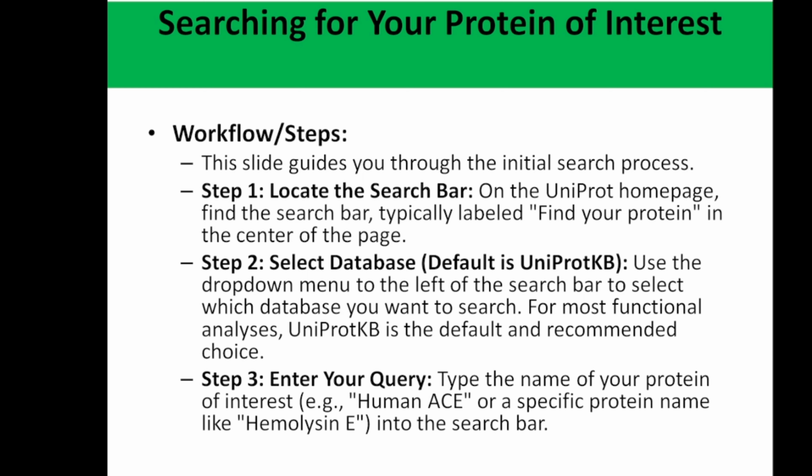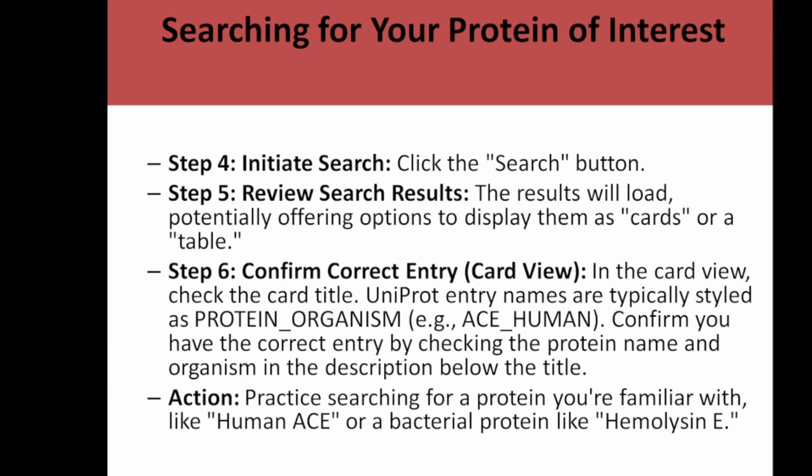The next step is to enter your query. Type the name of your protein of interest, for example human ACE or a specific protein name like hemolysin E, into the search bar. Then initiate the search by clicking the search button. You review the search results. The results will start loading and offer you options to display them in the form of cards or in the form of a table. The last step, step six, is to confirm whether what you have done is a correct entry, in card view. In the card view, you check whether your card view has a title.